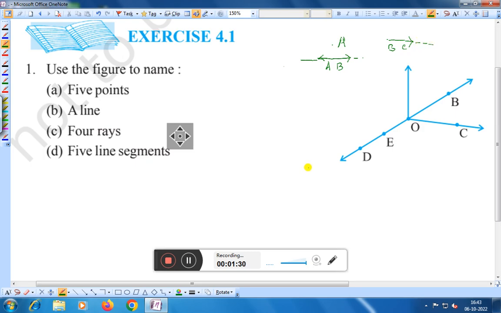Right? Now, next one is line segment. What is a line segment? A line segment is like this. Suppose this one. It has two endpoints. A is one endpoint and B is another endpoint, and it has a fixed length.